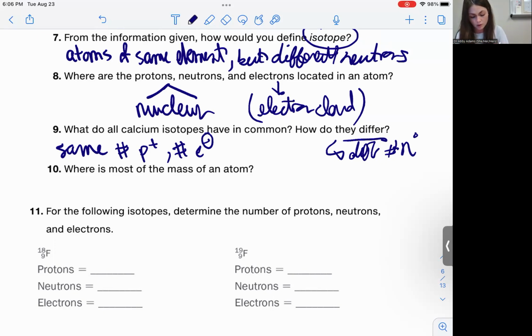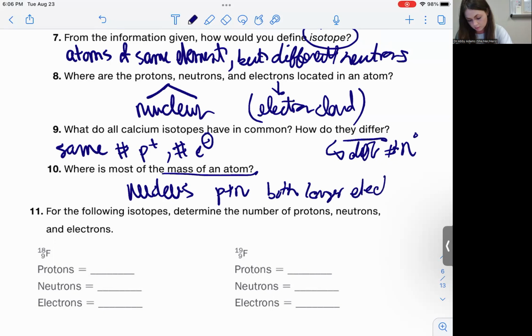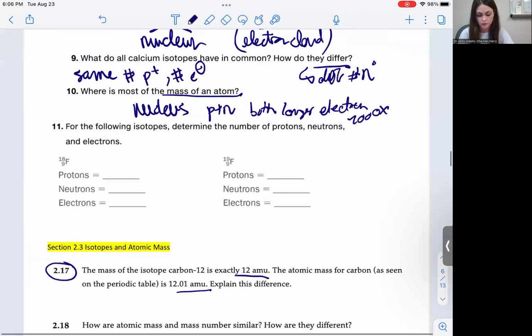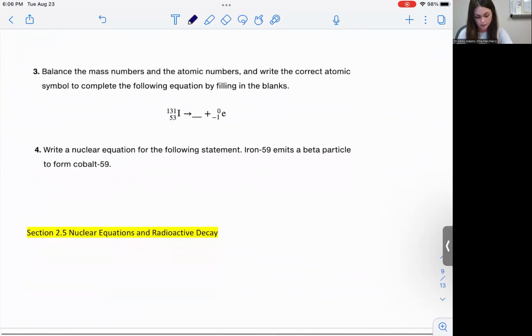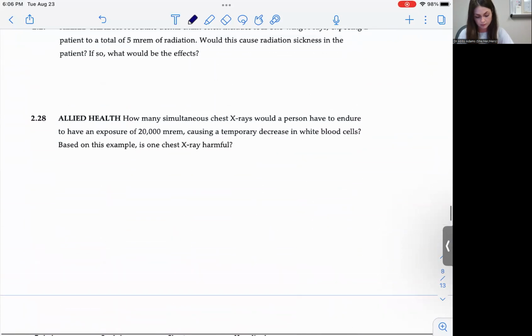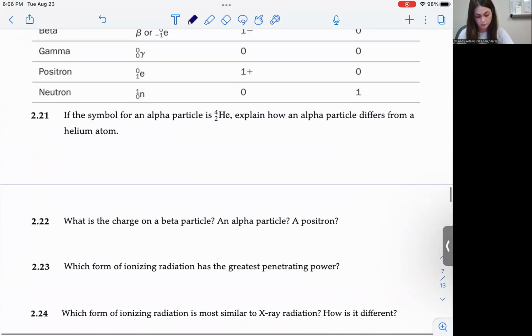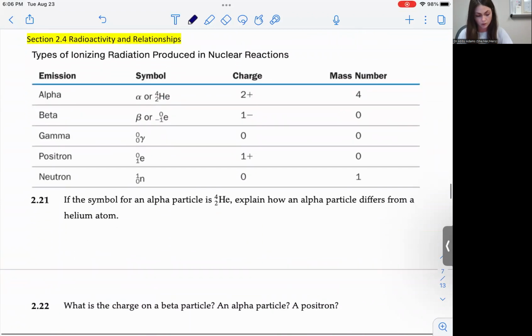Neutrons. So where is most of the mass of an atom? That is in the nucleus, because you have protons and neutrons there, and they both are larger than electrons. Electrons are 2,000 times smaller. Okay, so this is all for that section. We're going to do 2.3 in class. I think there's not that many of those. And we're going to do a few problems in 2.4.